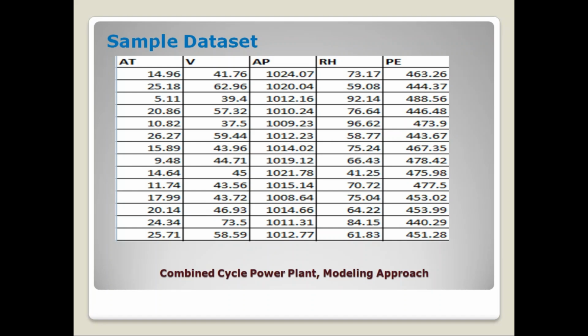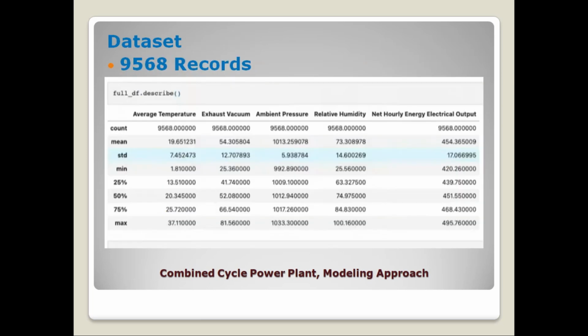Here is a sample of a few records from the dataset provided for our assignment. This shows data values where ambient temperature is aliased as AT, exhaust pressure aliased as AP, exhaust vacuum aliased as V, relative humidity aliased as RH, and target energy output aliased as PE. Considering 9,568 dataset records, here we can see statistics of the data like count, mean, STD, etc.